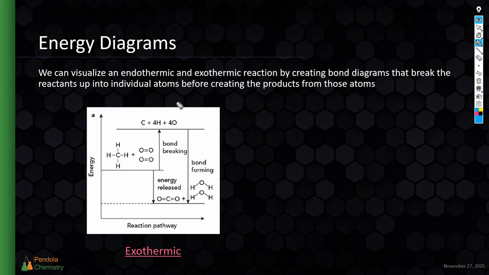So an endothermic process will have the arrow pointing up. So an arrow pointing up denotes an endothermic process, whereas an arrow pointing down shows an exothermic process. And this is because the y-axis on this type of energy level diagram or energy diagram is energy.